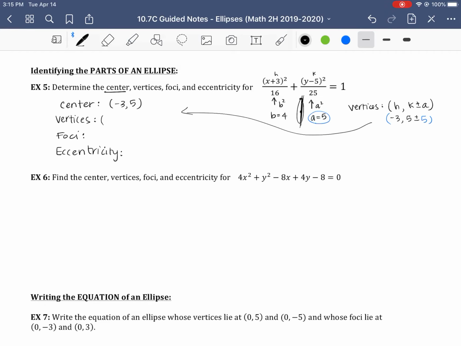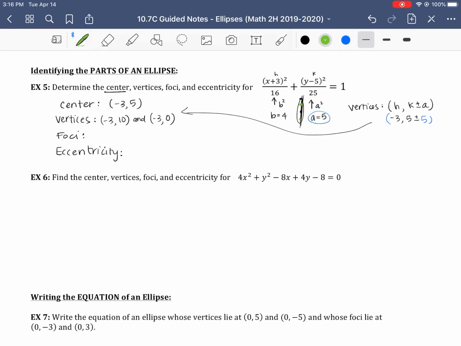Now when we do that, I'm going to write this over here where my vertices are going to go. So that would be -3 comma, I'm going to do the positive sign first, 5 plus 5, that gives me 10, and then my other vertex would be at -3 comma, now I'm going to use the subtraction sign, 5 minus 5, and that would give me 0. So we know that those two vertices would be at (-3, 10) and (-3, 0).